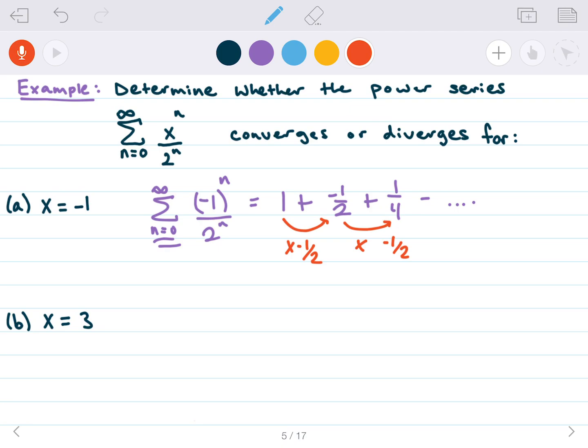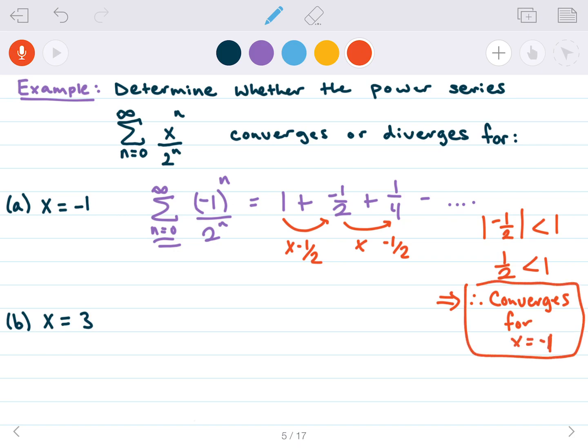whether a geometric series converges or diverges strictly by the common ratio. So remember, if the absolute value of the common ratio, which in our case is negative 1/2, is less than 1, then this thing is going to converge. And indeed it does, because the absolute value of negative 1/2 is 1/2, which is less than 1, and therefore this power series converges for x equals negative 1.